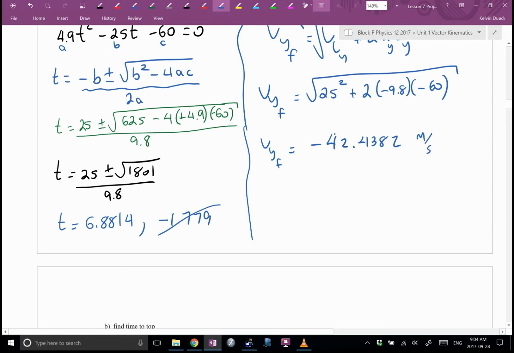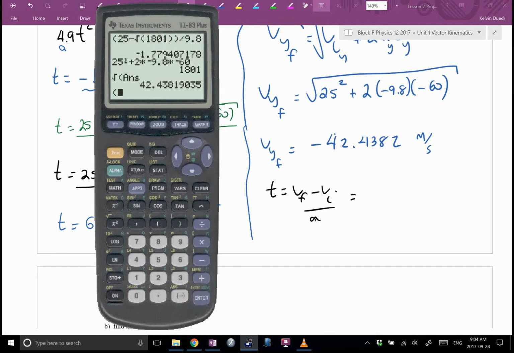But now I can find time. There is an equation that has a V final, a V initial, and an A. Skip the D and T. Which one? I think you're right. Get the T by itself. And if I go bracket, negative answer button, that's how I make my velocity negative. Isn't that clever? Minus V initial divided by negative 9.8. And you'll notice I actually get it to the same number of sig figs as the other method.